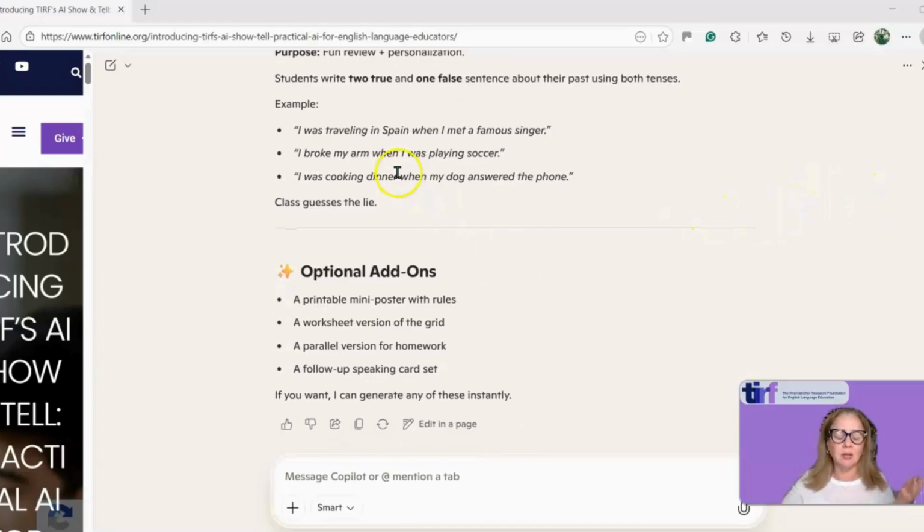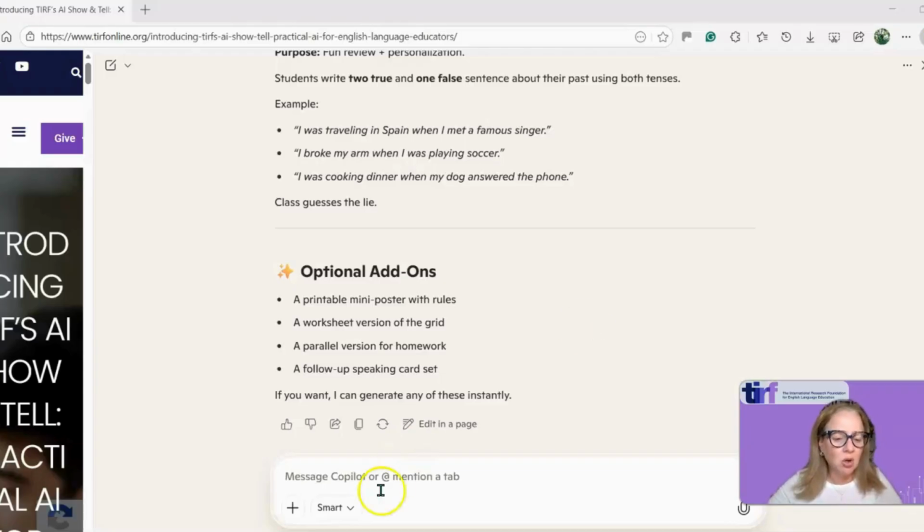to my outcome from AI, we have some optional activities, some optional add-ons. So a mini poster, a worksheet with the version of the grid. Remember the grid that we have just seen? So it is a multitude of possibilities.